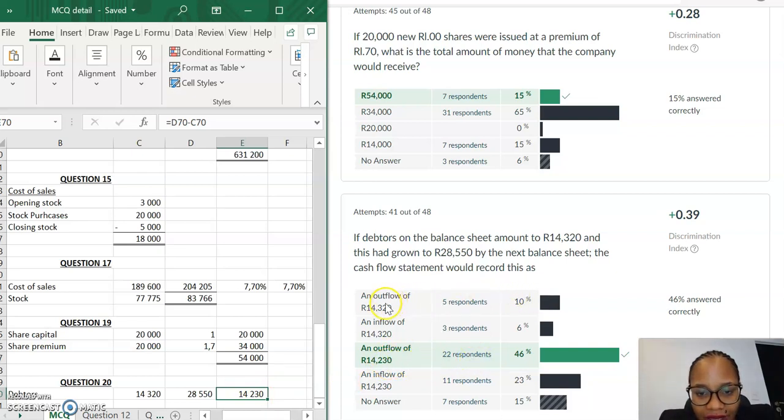Okay, so for the candidates that got it wrong here, you needed to look at the sum of your amount. Your amount is incorrect. It isn't 14,320, it's 14,230. You just needed to make sure you've actually got to the correct answer. 46% of the candidates got it right. For the people that have got an inflow, it's not correct. It is an outflow whenever your accounts receivable balance or your debtors balance is going up.